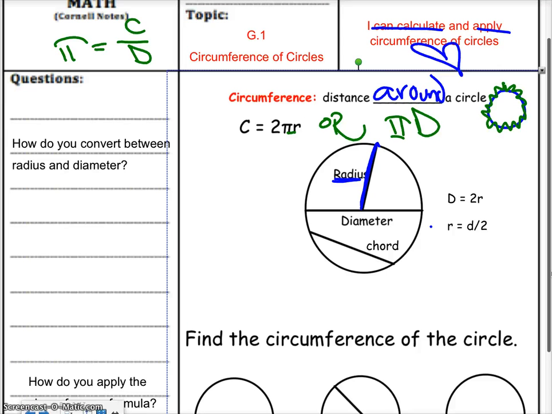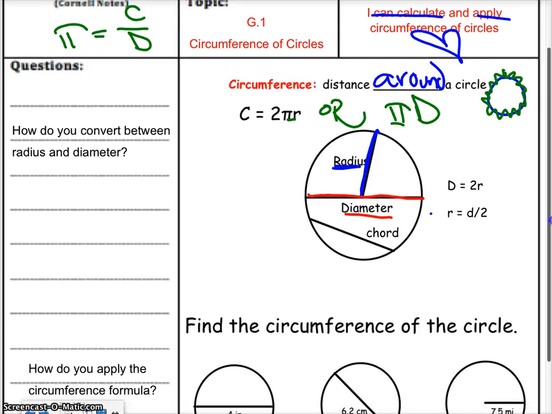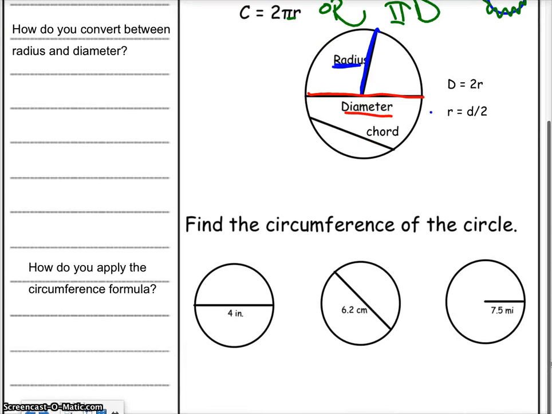I do want you to know that the diameter is really 2 radiuses. So the diameter is 2 radiuses, or the radius is half of the diameter. Do you see where that comes from? If I had 2 of these radiuses, it would go all the way through the circle, which is the diameter. If I was given the diameter and I just wanted the radius, you just take half of the diameter. Okay? All right, so let's just apply it.